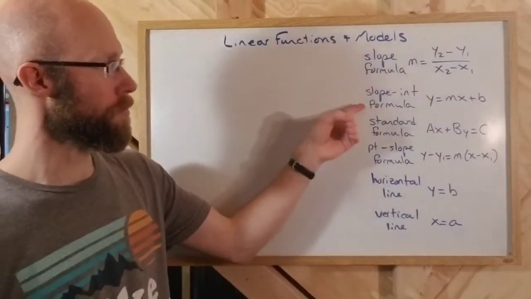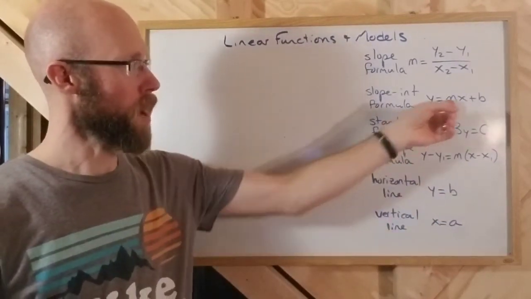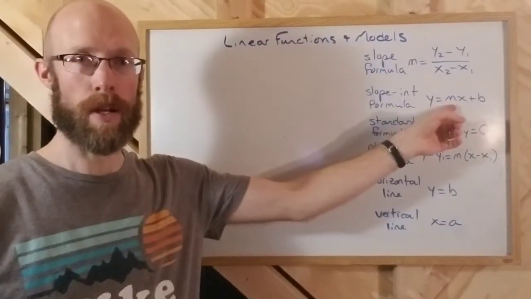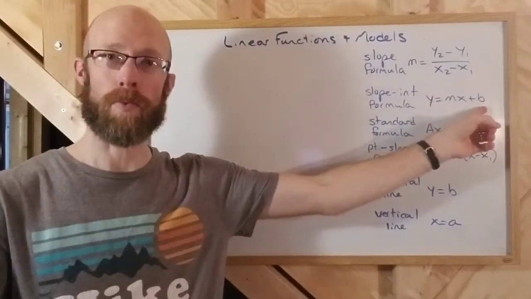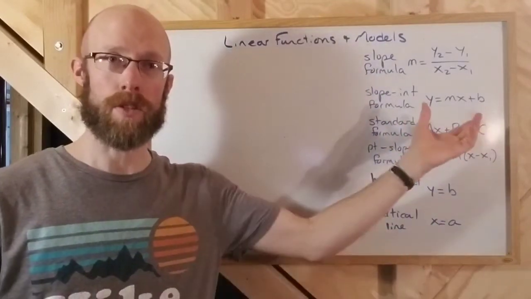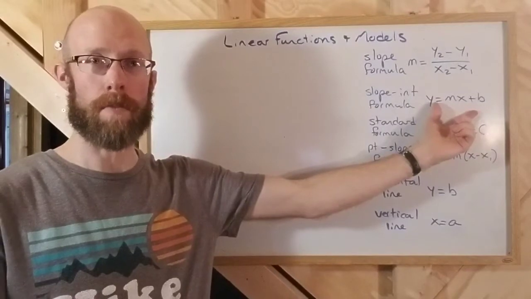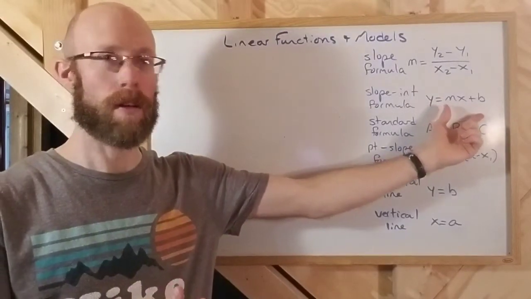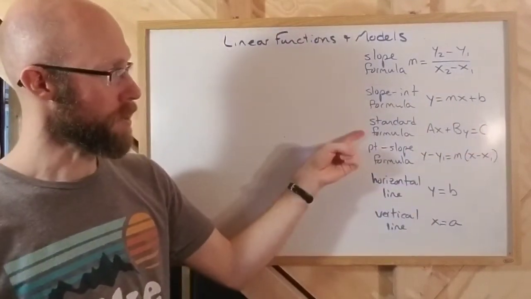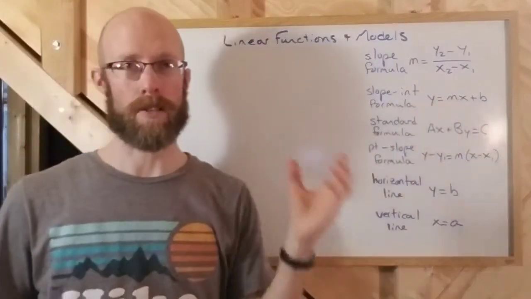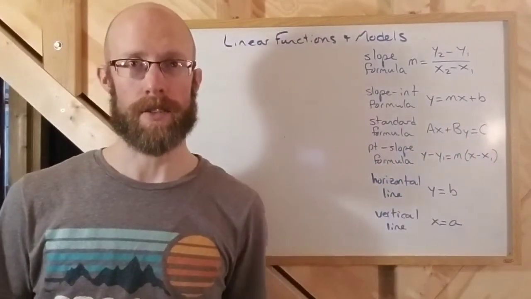The slope-intercept formula, y equals mx plus b, where if you solve for y in a linear equation, the slope will always be the coefficient of x, the y-intercept will always be the constant. There are some reasons why that occurs. You can actually use the slope formula with the y-intercept and a variable point plugged in and derive this formula from that. The standard formula, which is where you basically get your x and y's on the same side of the equation. A, b, and c are all just constants.